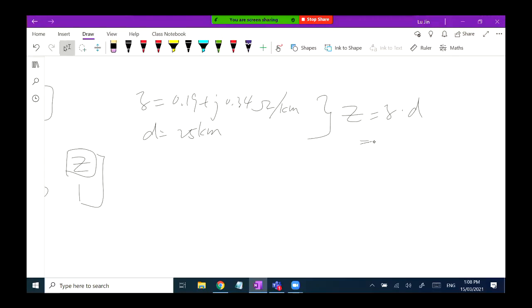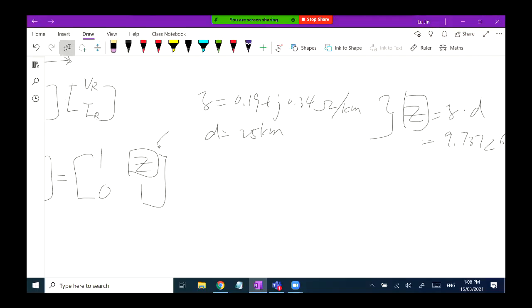It should be very simple for you, because it's just the real number 25 multiplied by the unit impedance. The result, in phasor form, is 9.737 ∠60.8° ohms. I copied this number from the solution, but it should be easy for you. This Z should be used as the B item in the matrix of the ABCD model. That should be an easy thing.